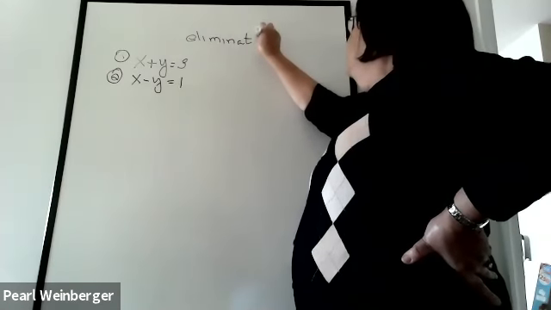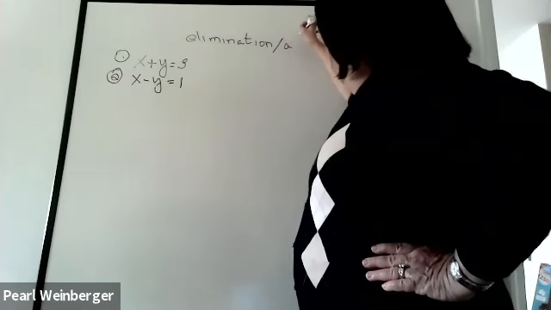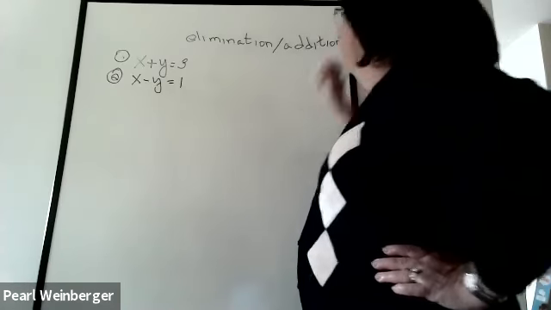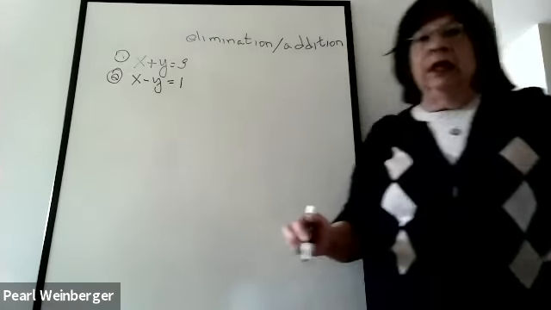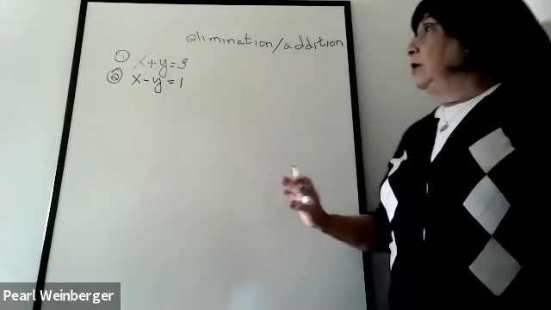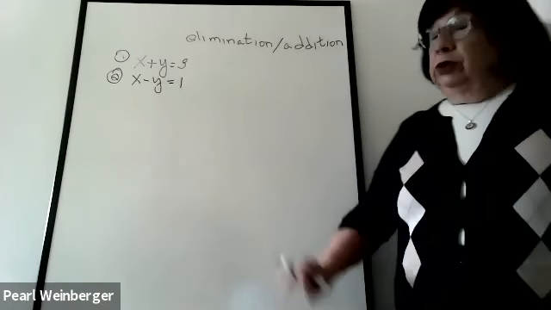In a lot of texts, I think Delta Math calls it that. Some books call it the addition method. Both of these mean the same thing. It's just different names used in different texts. Okay, how do we use that method to solve the equation?